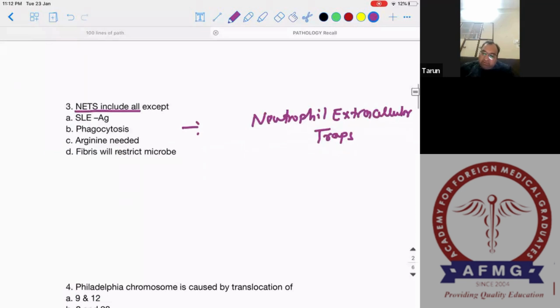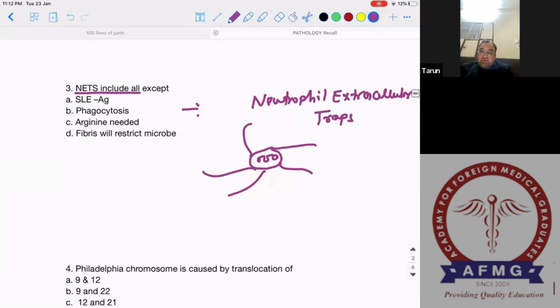Neutrophil extracellular traps. So these are the neutrophils which form around the cells, even after the death of the neutrophil in acute inflammation. Neutrophils used to lie in the form of neutrophil extracellular traps. These things which you can see here around the neutrophil, a meshwork of fibrils around the neutrophils, is called the neutrophil extracellular traps. And what is the importance of these traps? They are very good bactericidal things. So first of all, these fibrils will restrict microbes.